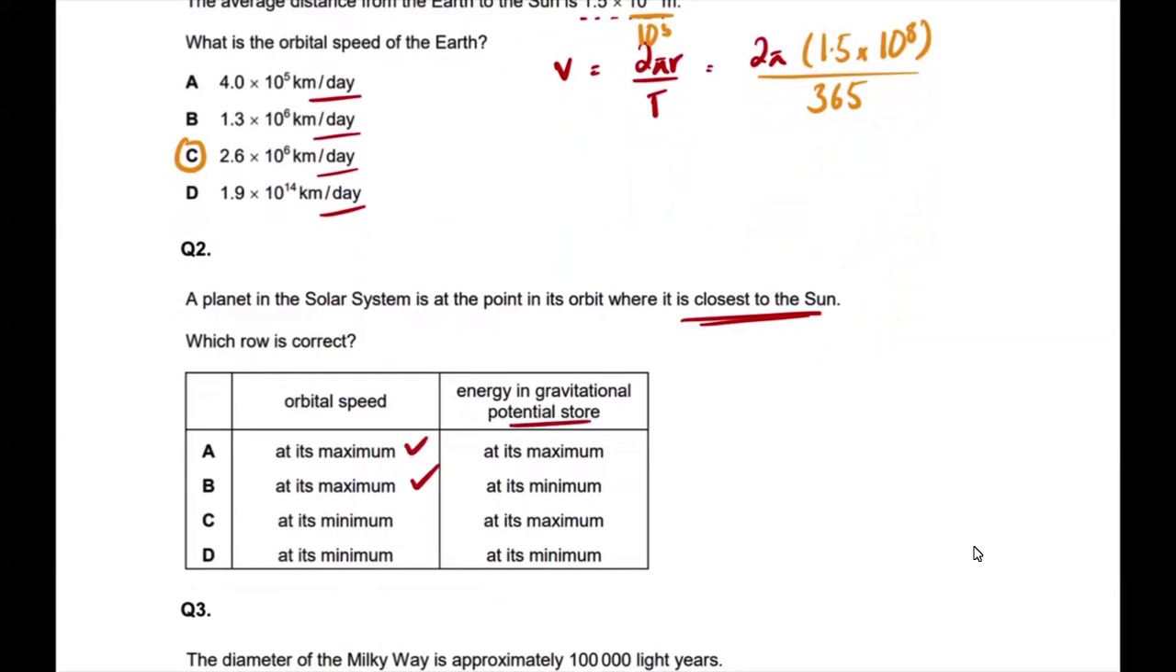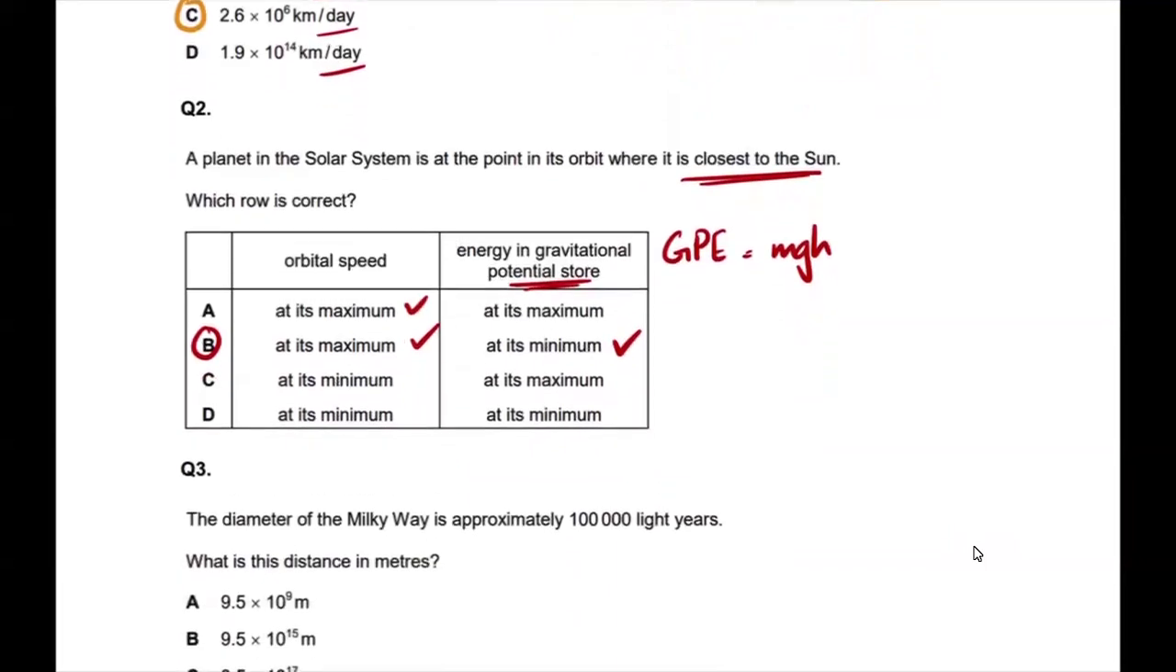And the energy in the GPE store. So we know that in our classic formula, GPE is equal to mgh. So the greater the height above the floor or whatever reference we have, the greater the GPE. Similarly, the greater the distance from the sun, the greater the GPE. So if it's closest to the sun, that means the distance is at a minimum. So the GPE is also at a minimum. So that's B.